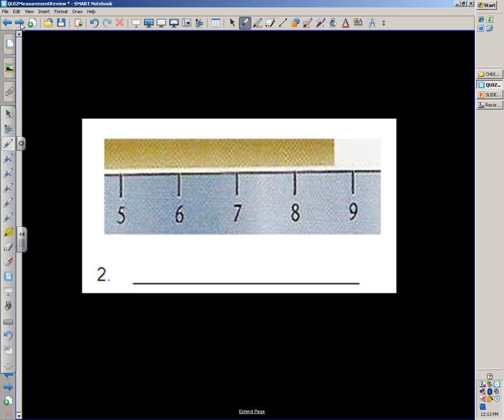Question number 2. Real similar to what I just showed you at the beginning, right? I know 8, I know 9. That means each one of these lines represents 1 centimeter. I take a look, to me it looks like that bar is about 0.7 of the way, so I go 8.7 centimeters. This is my only certain digit, one uncertain digit, based on the ruler that I used.